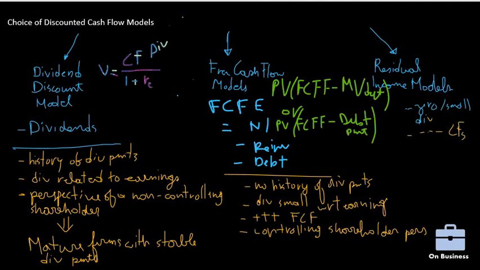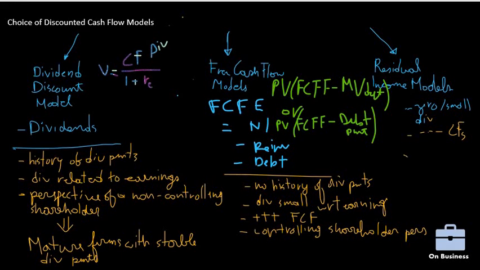But now, when do we use the last model? What if I have no evidence or very, very small evidence of dividends? This means I cannot use the dividend discount model, so I cancel it out of my options. And what if I have negative cash flows? I also can't use the free cash flow models because I have no positive cash flows.